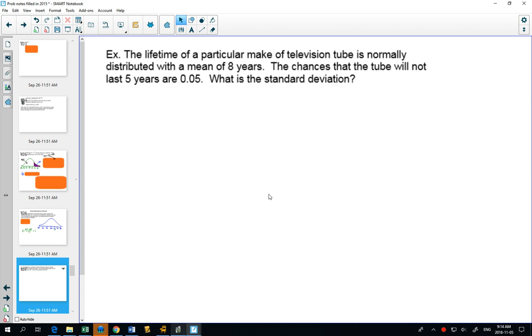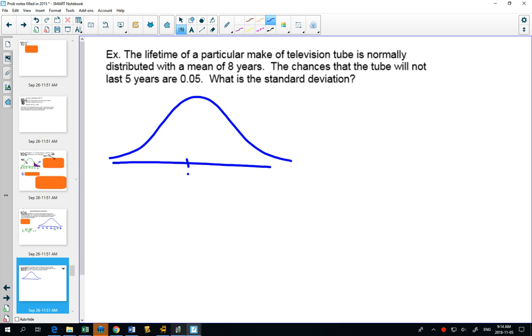Lifetime of a particular make of television is normally distributed with a mean of 8 years. There's our bell curve. We know the mean is 8. The chances that the tube will not last 5 years, so somewhere on here I can put the number 5. I can take out a fancy crayon. I'll use this color. Oh, nice. And this percentage right here is 5%. What's the standard deviation?